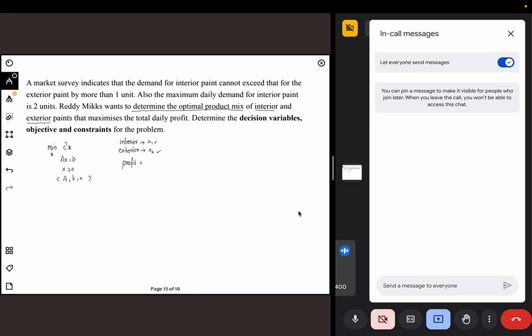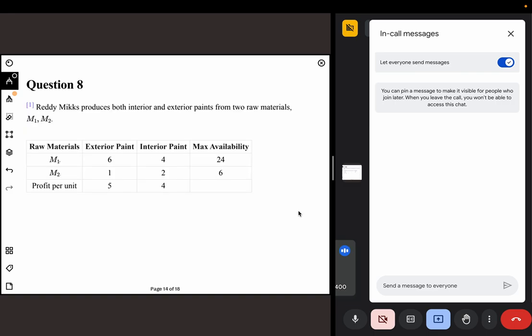The profit: we already know how much we are going to make by selling 1 unit of exterior paint and 1 unit of interior paint. So if this is X2 and this is X1, the profit is going to be 5 times X2 plus 4 times X1. So this is the profit I have, and this will be my objective function.